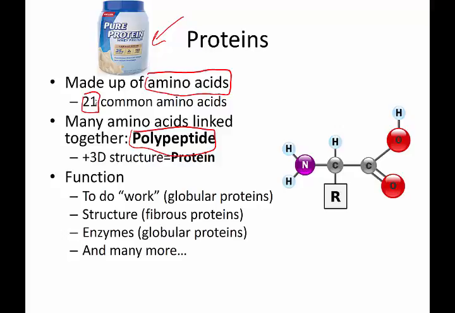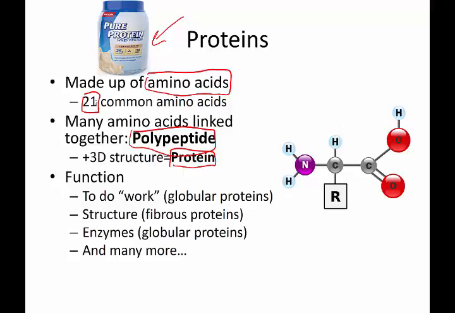So again, poly means many, and peptide relates to the bond that holds together amino acids. So a polypeptide is essentially a bunch of amino acids linked together. When those amino acids get a 3D shape, we form a protein. So a protein is a polypeptide with a 3D shape.